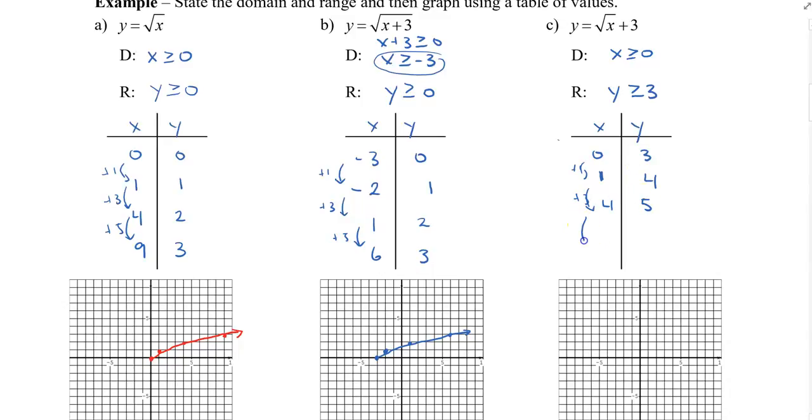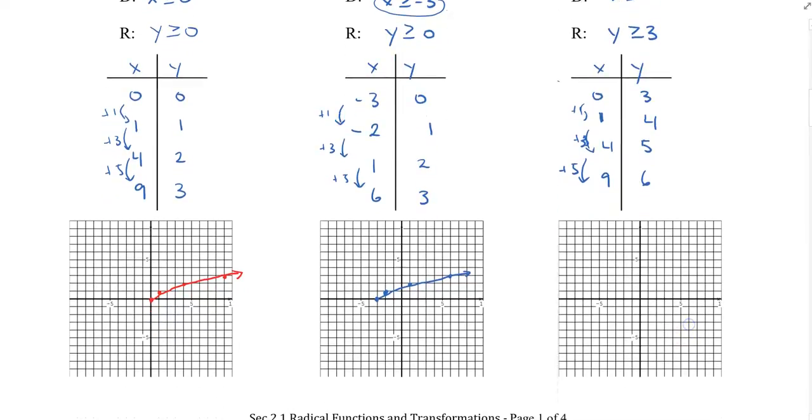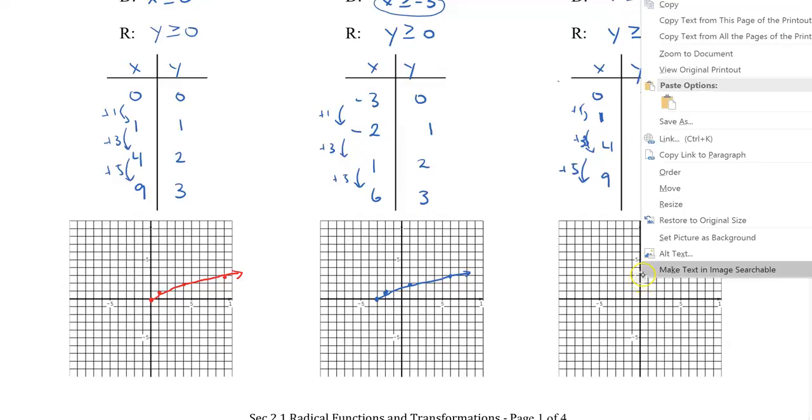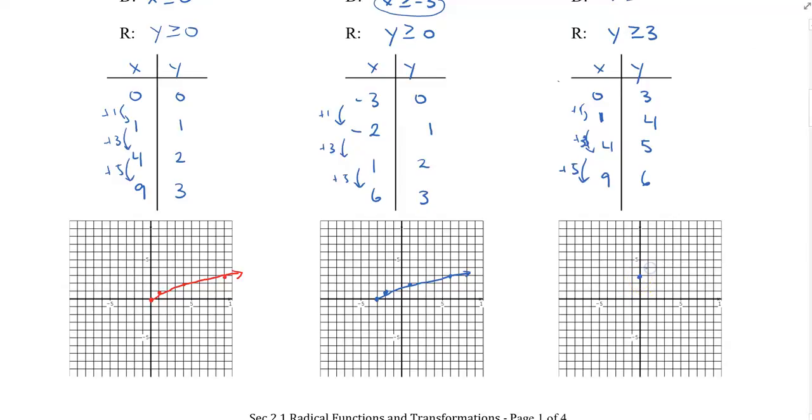And the last one, let's do one more. Let's now add 5. And when you add 5 to my x value, you get 9. You can square root 9, which is 3, and 3 plus 3 is 6. Okay, so let's graph these points here. And there are the graphs of radical function.